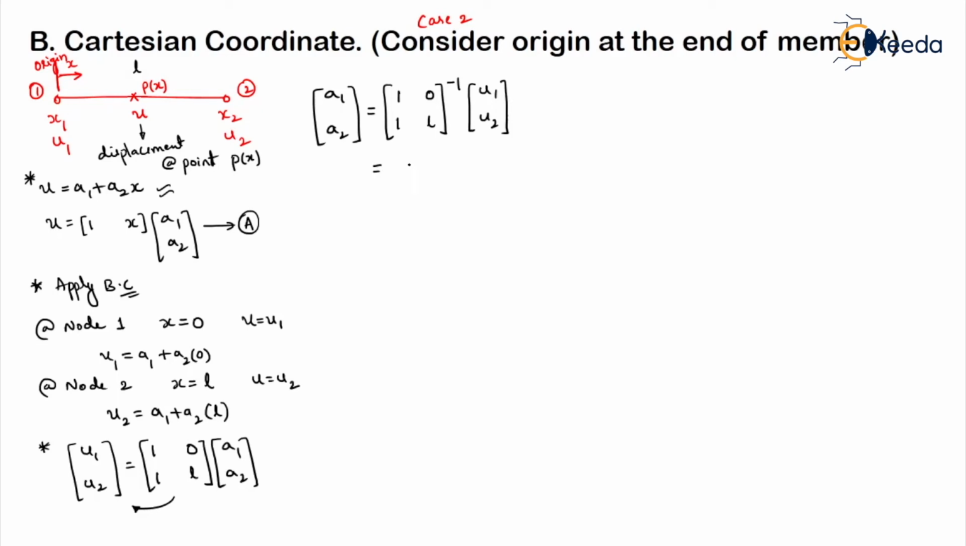Right, now what is the inverse of this? Determinant. So 1 into L is L. Suppose I'll do it here. The determinant for this matrix, say A, will be 1 into L minus 1 into 0. That's nothing but L. Okay, now what is the adjoint of this? This L will come here, this 1 will come here, and here there will be a minus sign. From 0 you don't have to put any minus sign. This into u1 and u2. So this is what your a1, a2 is. Understood?